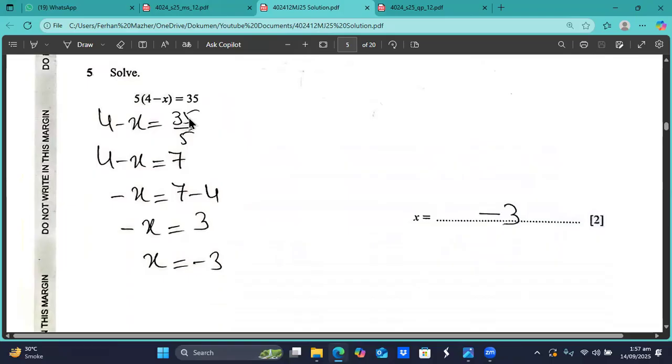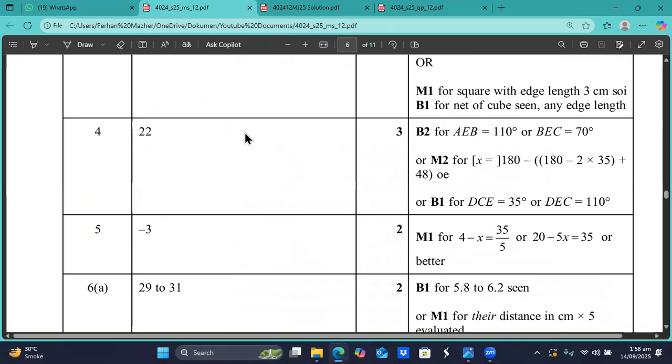So take this 5 to the other side. So 4 minus x is equal to 35 divided by 5. 4 minus x is equal to 7. Minus x is equal to 7 minus 4. So minus x is equal to 3. So x will be equal to minus 3. So x is equal to -3. For question number 5, x is equal to -3 is the right answer, sir. This is how you will solve this question.